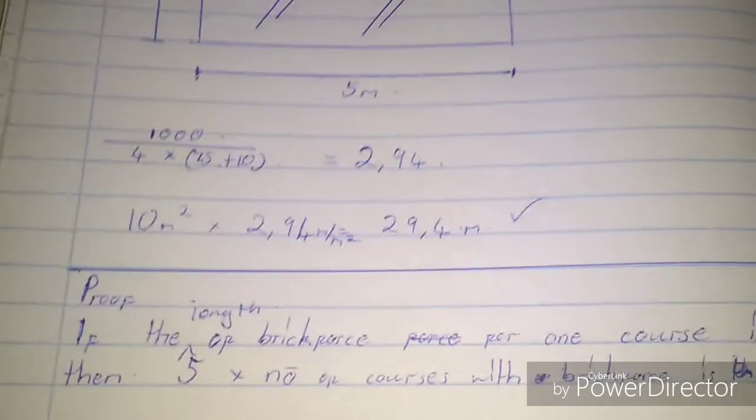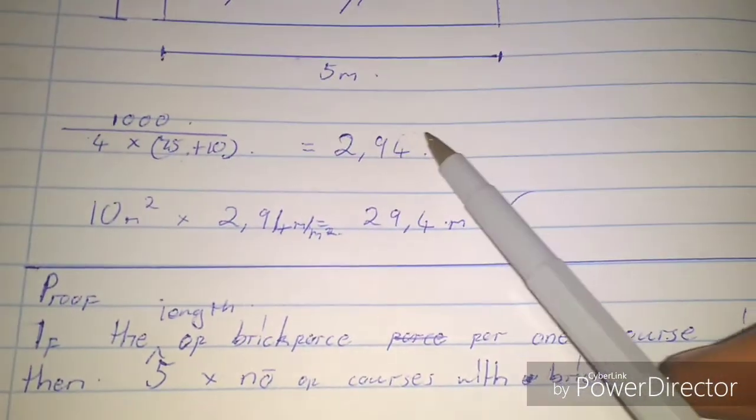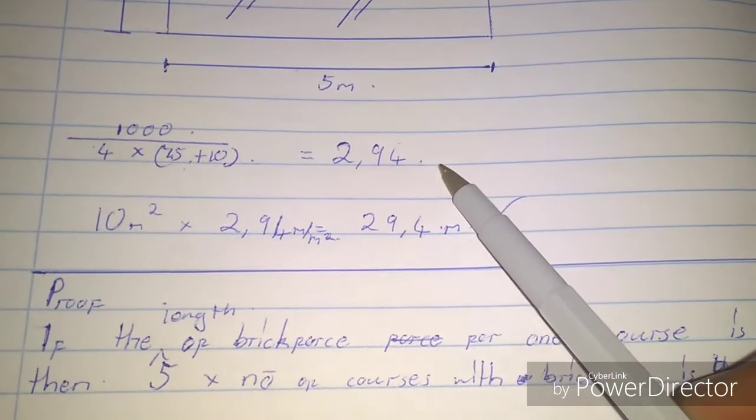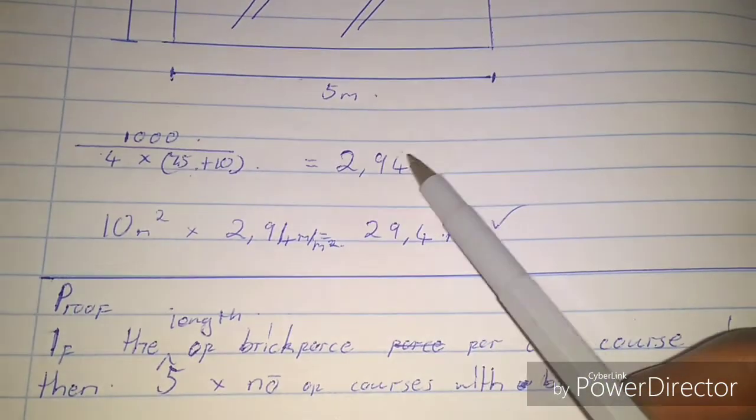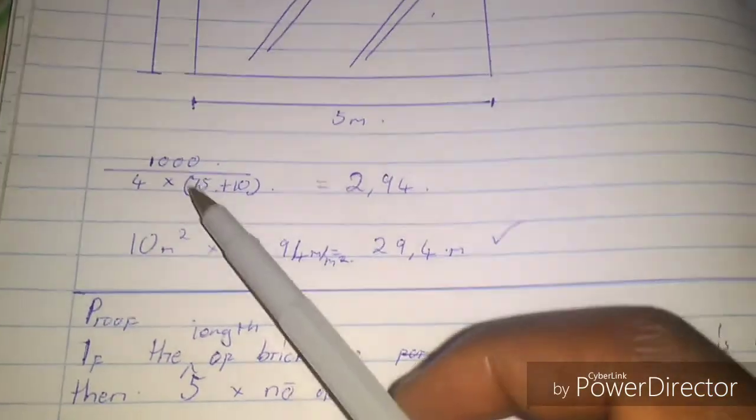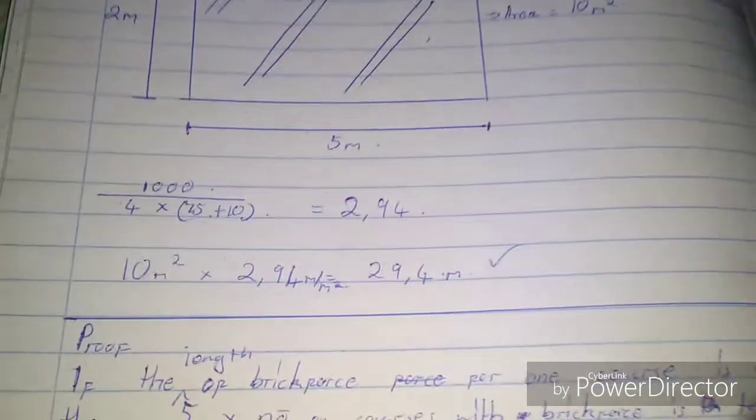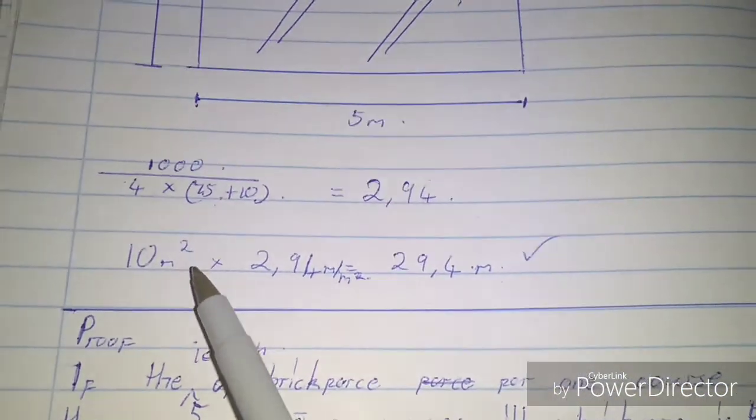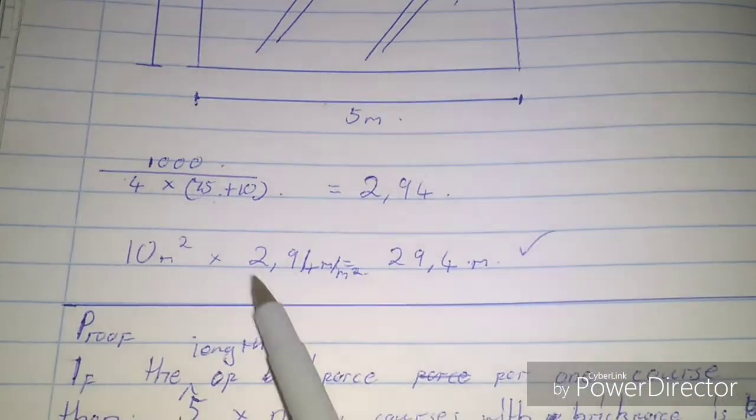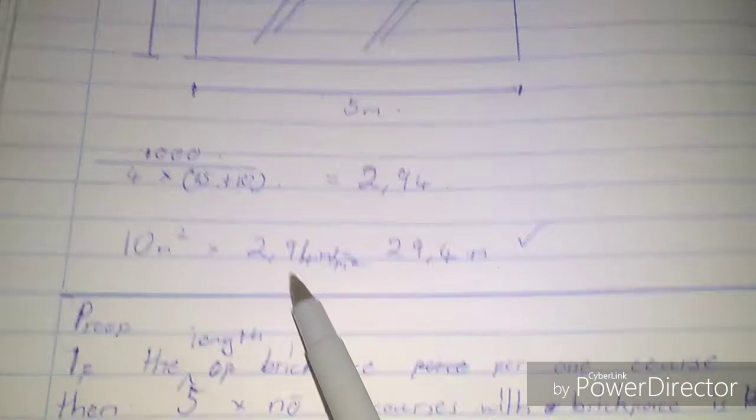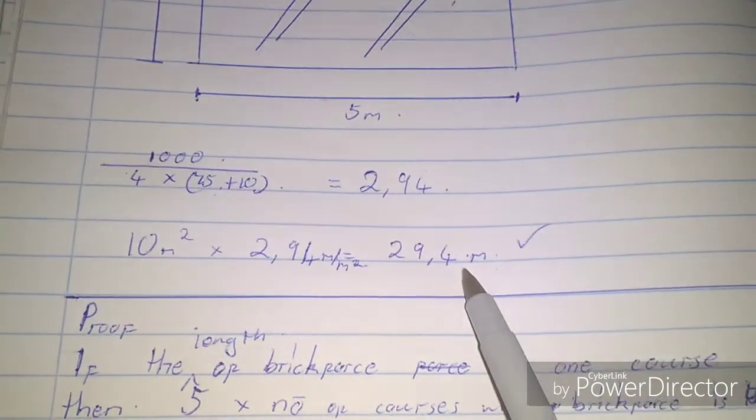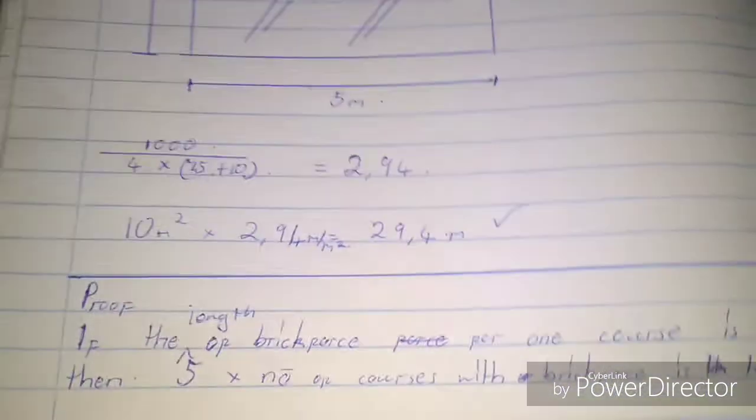So if we get this 2,94, this is the length of brick force required per 1000 square millimeters or per 1 square meter. So if we multiply that by 10 square meters, we get 29,4. So that's our answer there.